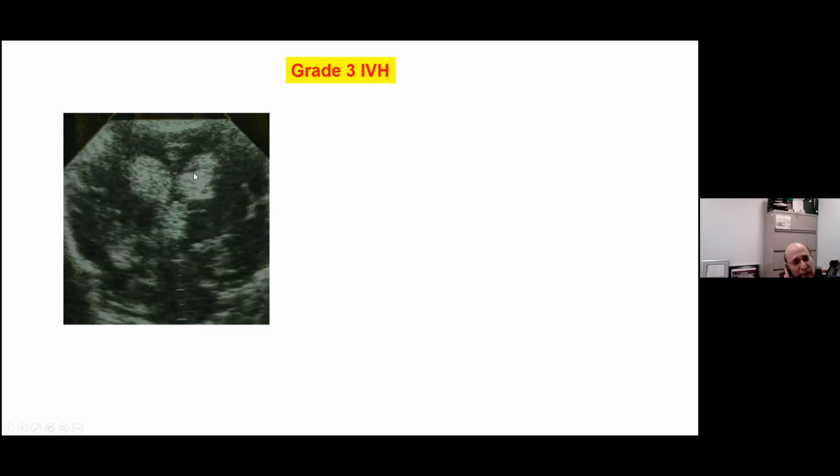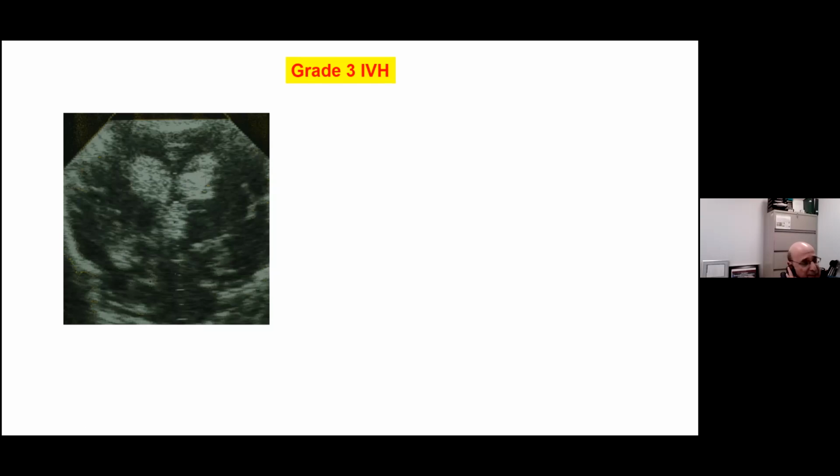Now, remember I showed you that the blood will track down through the aqueduct of Sylvius, and you'll see it in the third ventricle. So this is involvement of the third ventricle, which is also dilated. Here you can see the temporal horns more posteriorly. So this would be defined as a grade 3 hemorrhage.